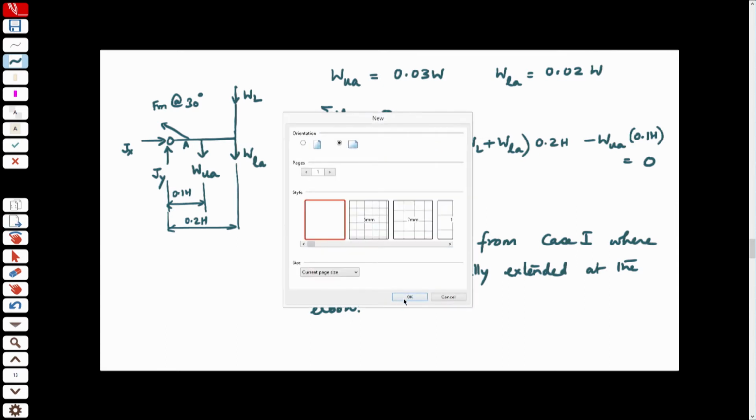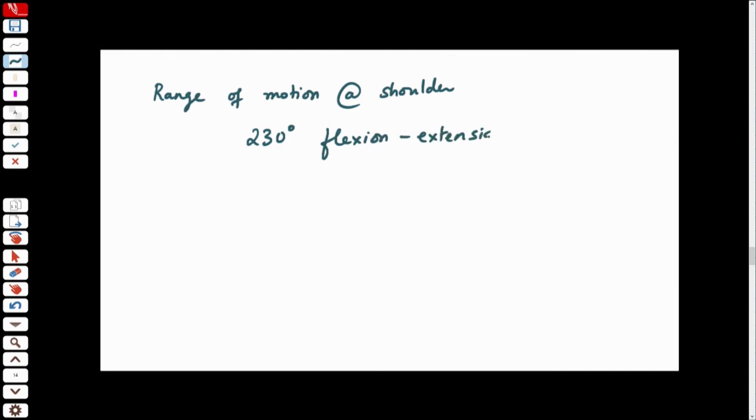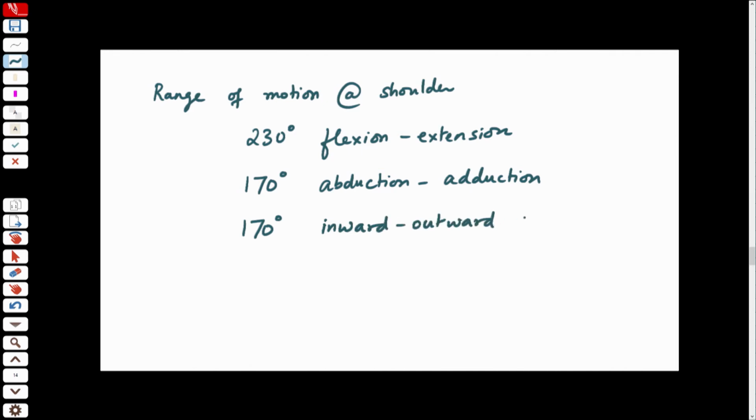Just look at the range of motion at the shoulder joint. You have 230 degrees of flexion extension, 170 degrees in abduction adduction, and another 170 degrees of inward and outward rotation.